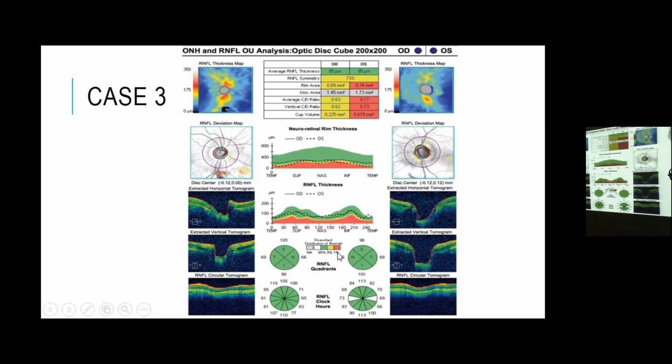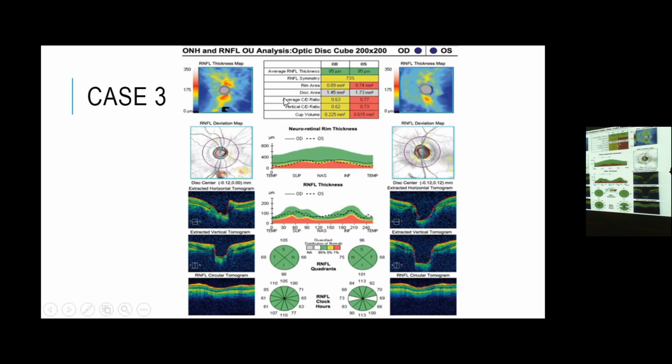So you can see the color here. Green is normal. This is borderline. Red is abnormal. The white is above normal. This is thicker than normal. This one I talked about. This compares the thickness of the neuroretinal rim in both eyes. There is a difference. This is the right eye, and the dotted line is the left eye. You can see there is a difference in the size.